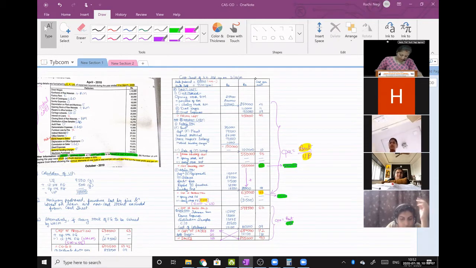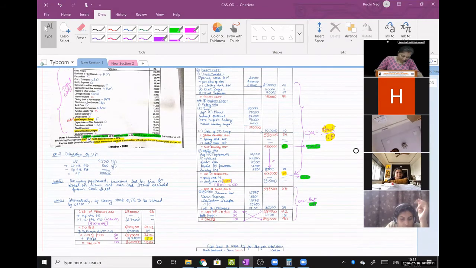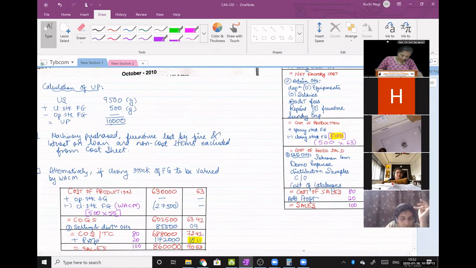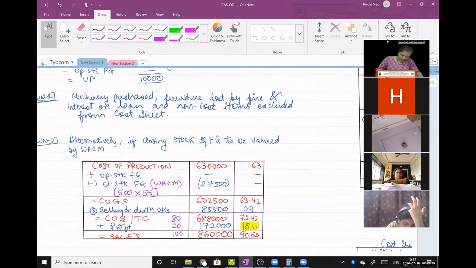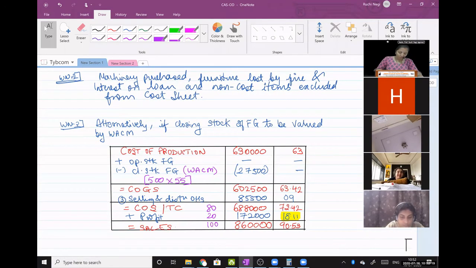Next, yeah. Students, note this down. If the same sum is asked in exam, but with weighted average method. Okay, so write it. Note number 3. Alternatively, if closing stock of finished goods is to be valued at weighted average cost method. So I'm not redoing the whole sum again. I've started from COP. Am I clear? I am not redoing it again.